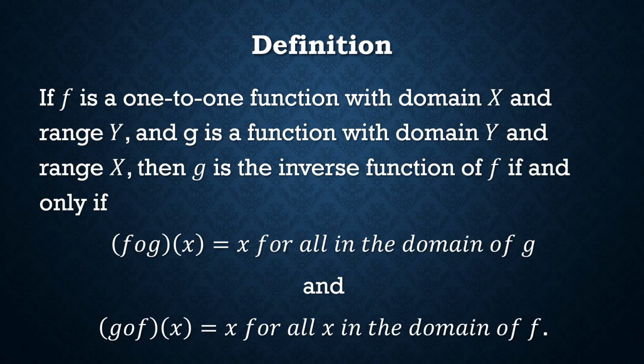So we have here f circle g of x, if the answer is x for all x in the domain of g, and we have also g circle f of x, and the answer will be x for all x in the domain of f. Therefore, g is the inverse function of f and vice versa. Okay, so let's have the next slide.